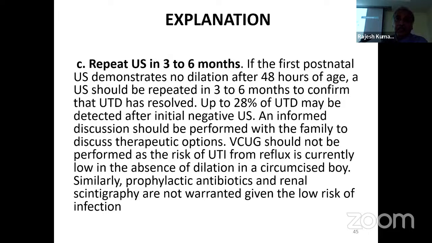The first initial ultrasound may be normal, and about 28% may be abnormal when you do it again after a month or so. An informed discussion should be held with the family to discuss the therapeutic options. And VCUG should not be performed, as the risk of UTI from reflux is currently low in the absence of dilatation in a circumcised boy. Similarly, prophylactic antibiotics and renal scintigraphy are not warranted given the low risk of infection.